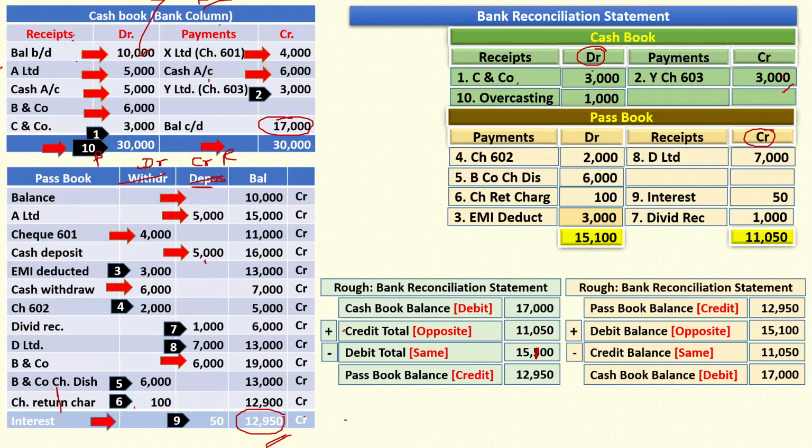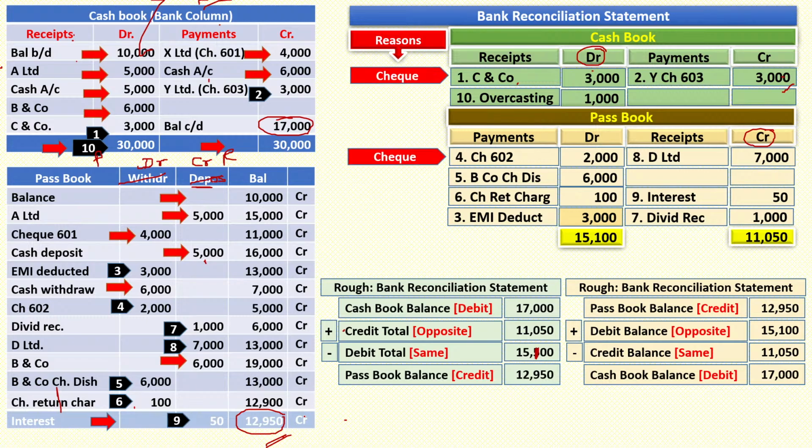Now let us group the reasons for the disagreements. There are ten reasons. Some of the reasons may be recorded only in the cash book, not the passbook. Some are recorded only in the passbook, not in the cash book. Another may be errors. So these are the three reasons. I am going to group them this way.